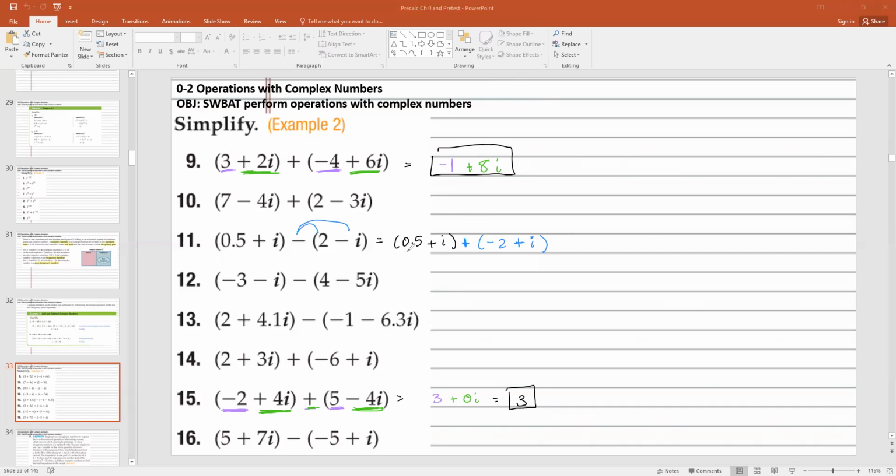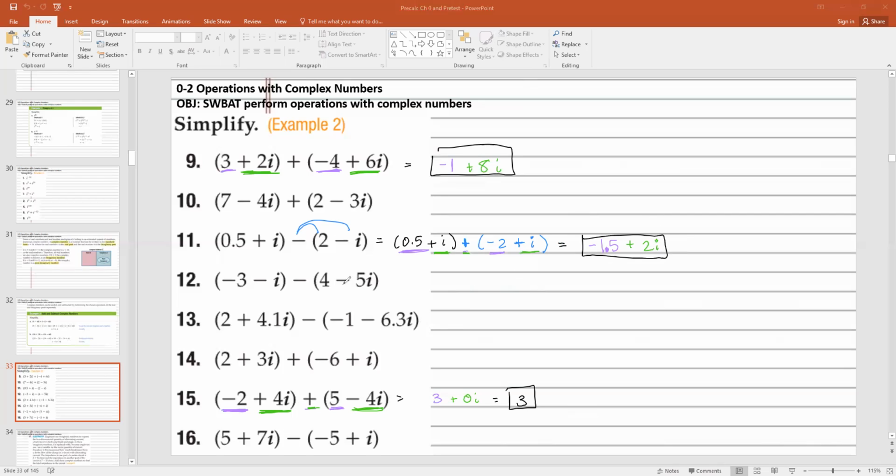And here we have 0.5 plus negative 2 is going to give us negative 1.5. And then i plus i is 1i plus 1i is 2i. And that's it. Let's do one more subtracting and then we'll call it a day. We can do some more if you want.